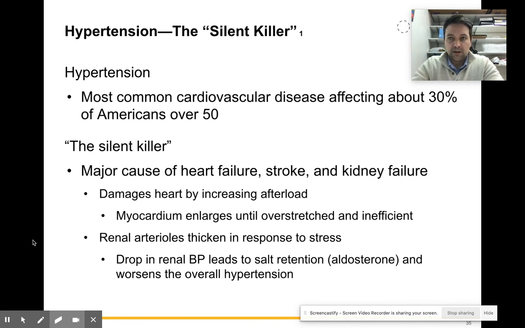My dad had no idea he had hypertension. He had high blood pressure, but he had no idea it was so bad until he had a heart attack. And what heart attacks do is it damages the tissues of your heart. It kills tissues of your heart, called the myocardium. And that myocardium enlarges because of that damage and gets stretched out. And once it's stretched out, it doesn't necessarily work as good over time.